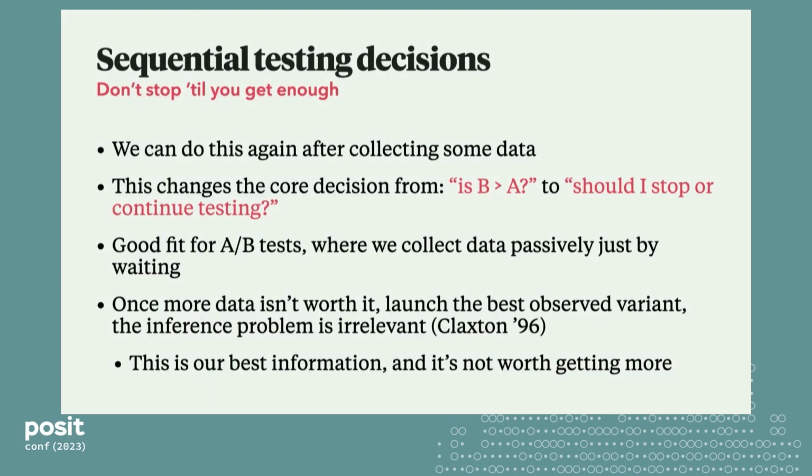Even better, this is an inherently sequential process. It's just posterior updating, so you can do it over and over again. After you get some data, you're really just asking what's the value of some more data. And this changes the core decision in an A/B test from is B better than A, which is a really hard problem to figure out, to should I stop getting data or should I keep getting data, right? It's a good fit for A/B tests because we don't have to recruit subjects for an A/B test. We just have to wait. And then once more data isn't worth it, you just launch the best observed variant. The inference problem, the statistical significance problem is irrelevant at that point. This is the best information we have, and it's not worth getting more.